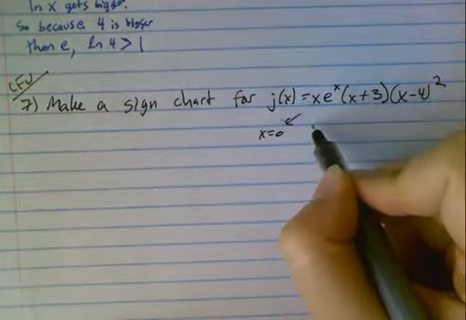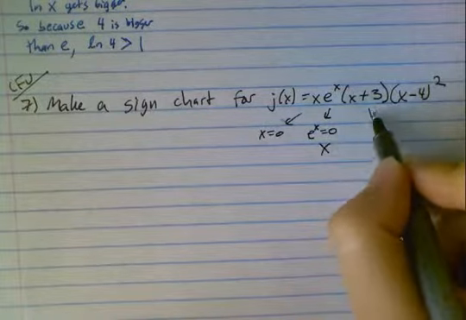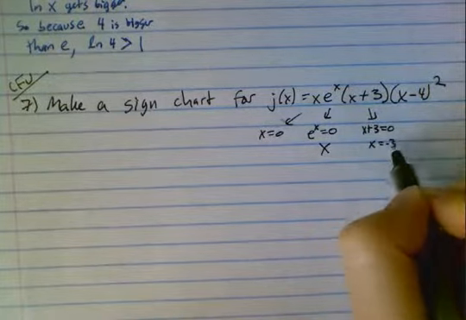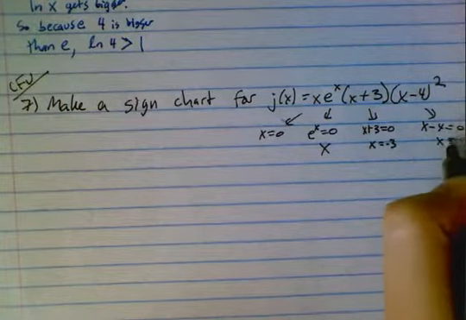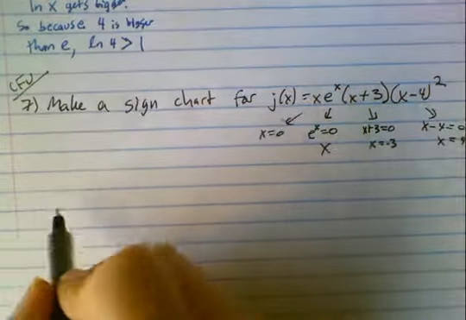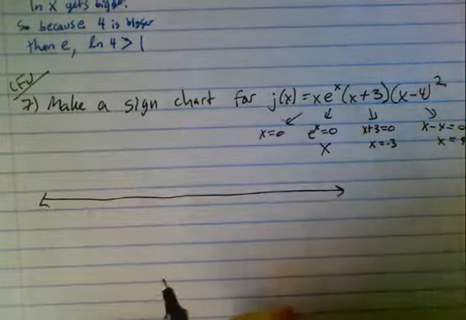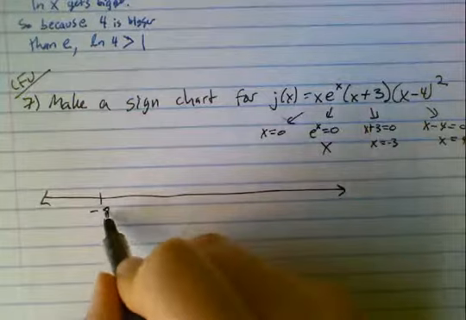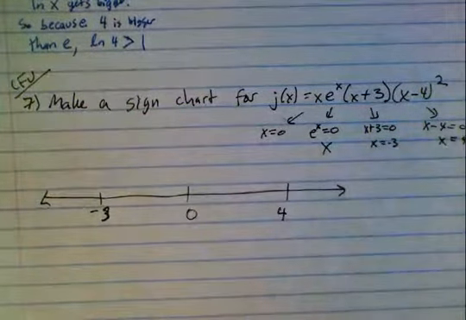Okay, x equals 0. e to the x equals 0, which never happens. x plus 3 equals 0, so x equals negative 3. x minus 4 equals 0, so x equals 4. Give ourselves lots of room. Negative 3, 0, and 4.